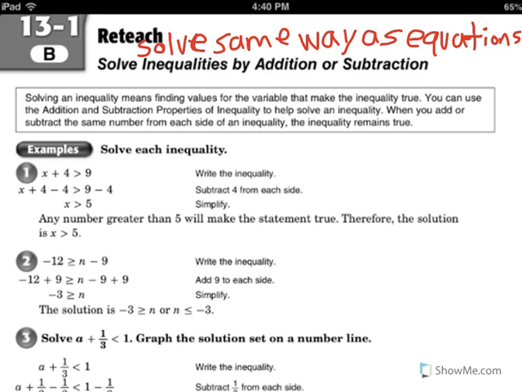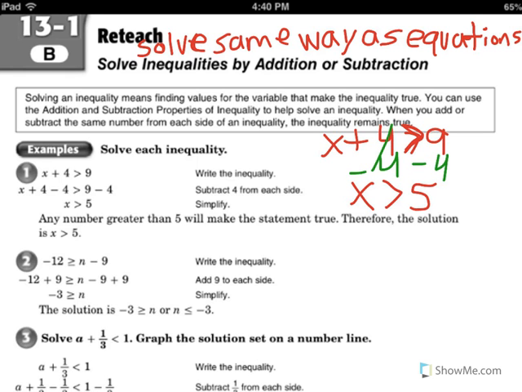So let's take a look at this first example. This first example says x plus 4 is greater than 9. So you're going to say, okay, I got to get x by itself. So how can I get rid of plus 4? To get rid of plus 4, we all learned back then you do the opposite. You subtract 4. If you subtract 4 from both sides, they cancel on the left, and you're left with just x. On the right, you have 9 minus 4. Well, that's 5. You have the greater than symbol, so the answer is x is greater than 5.